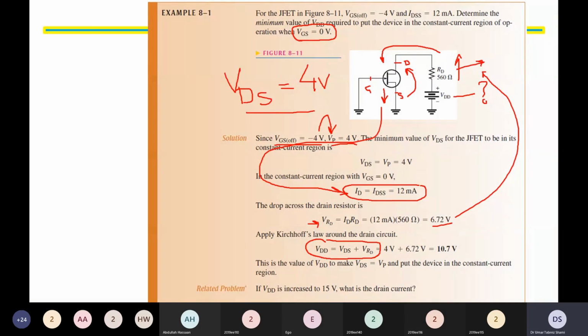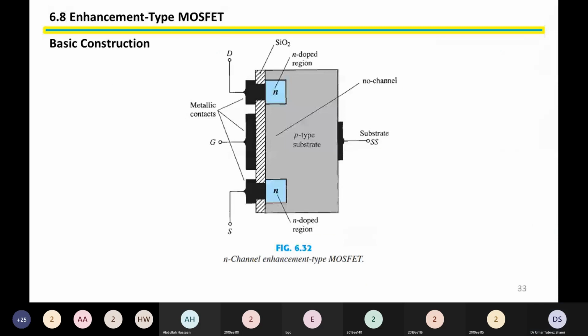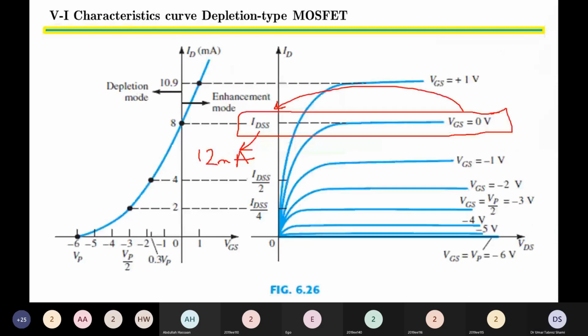So by definition, the pinch off voltage in the FET is the voltage that will cause the current flowing from drain to source equal to 0. If we look at the characteristics, this is the region. Beyond this region, we have a constant current. The current remains unchangeable. The current remains constant.